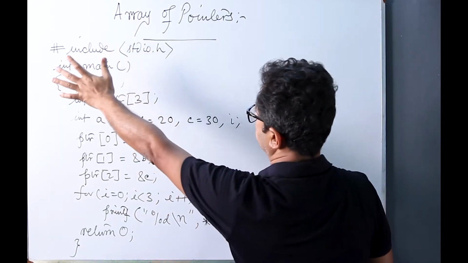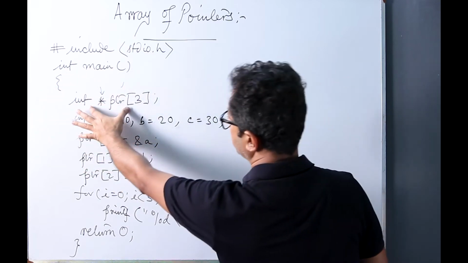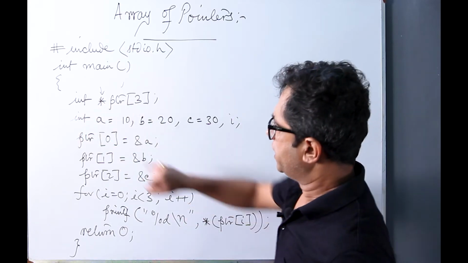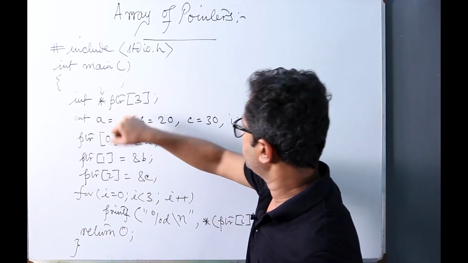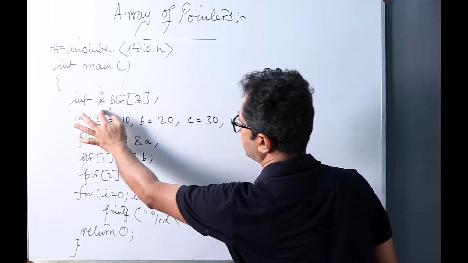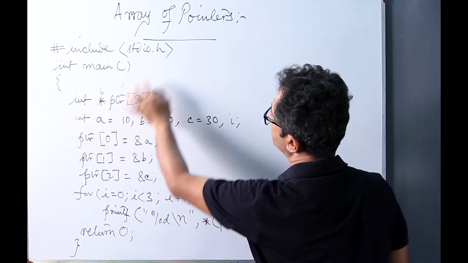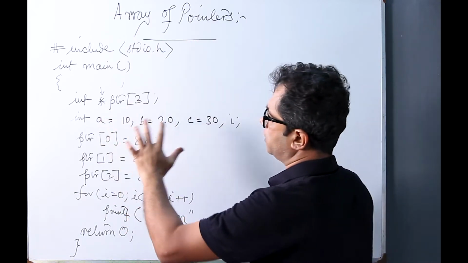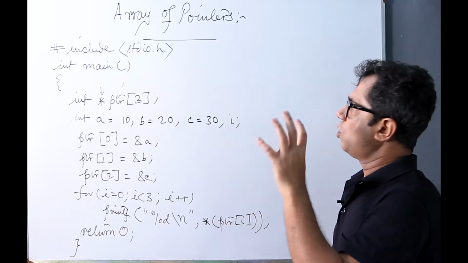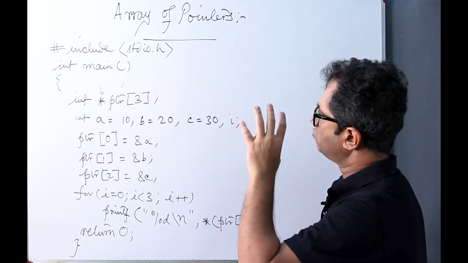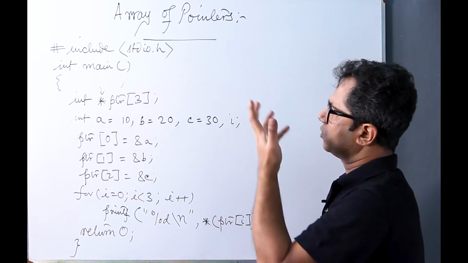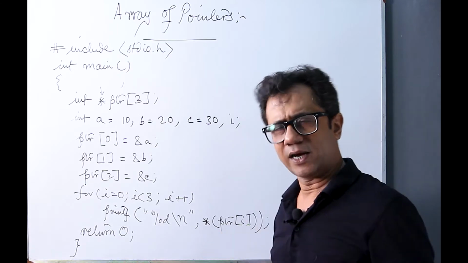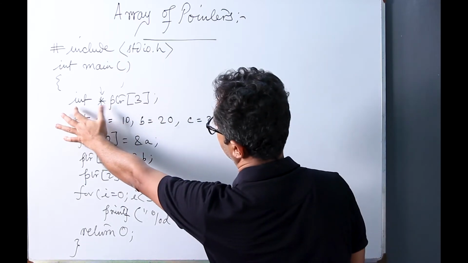This is the file inclusion directive, this is the int main, and the important thing which I have written over here, which is to be taken note of, is int star ptr3. This is nothing but the array of pointers, and this array of pointers can hold different address values of pointer variables which can point to integers, floats, characters or any other data type. But in this case, I have written it in this fashion.